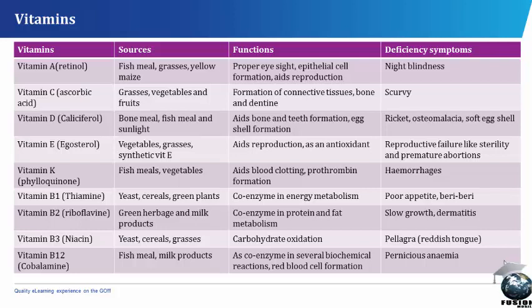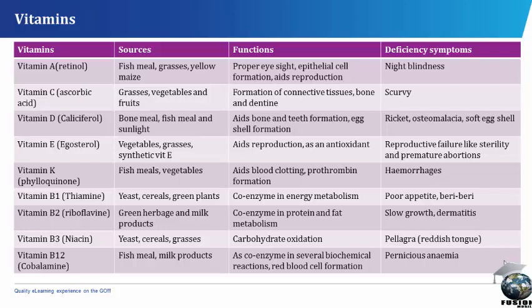Vitamin K, phylloquinone. Sources: fish meals and vegetables. Functions: aids blood clotting, prothrombin formation. Deficiency symptoms: hemorrhages.